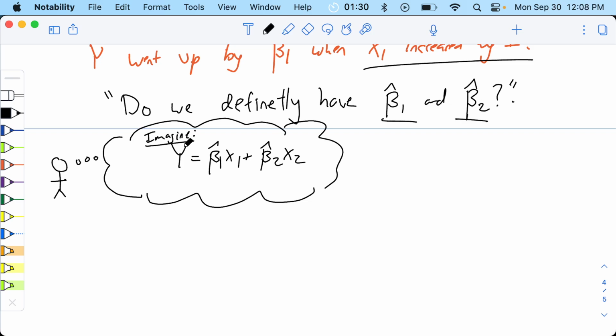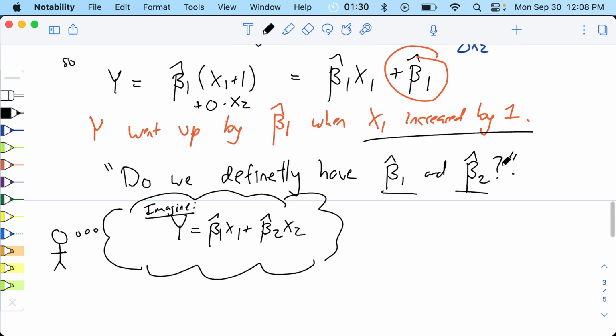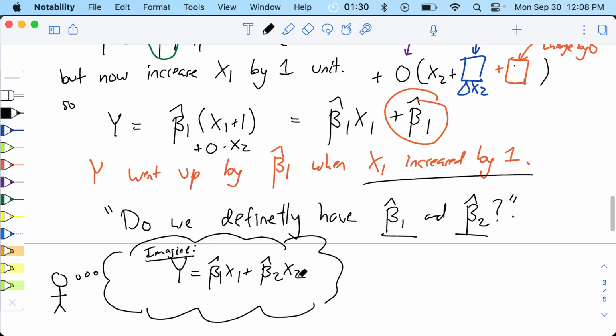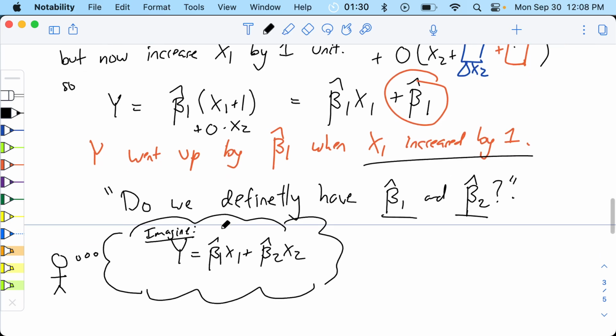And then I think you were reasoning about this. In this one, for sure, if you increase x1 by 1 and you fix x2, then y increases by beta hat 1. This was ambiguous before because we were multiplying by 0. Now we're multiplying by beta hat 2, so we can tell the difference, and for sure in this one, beta hat 1 represents increasing x1 by 1 and leaving x2 alone. So this one is the red arrow.